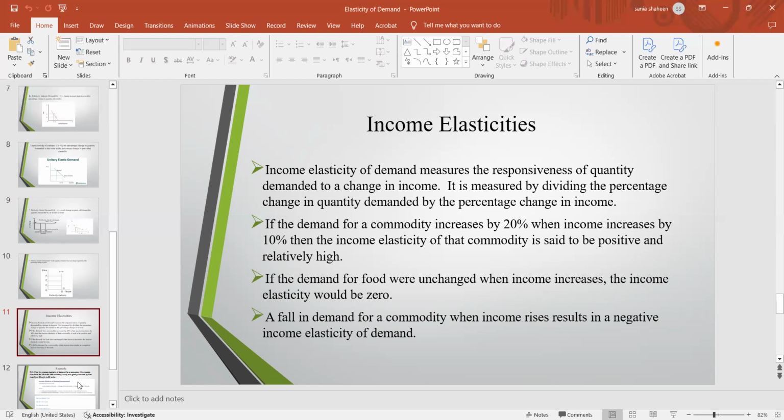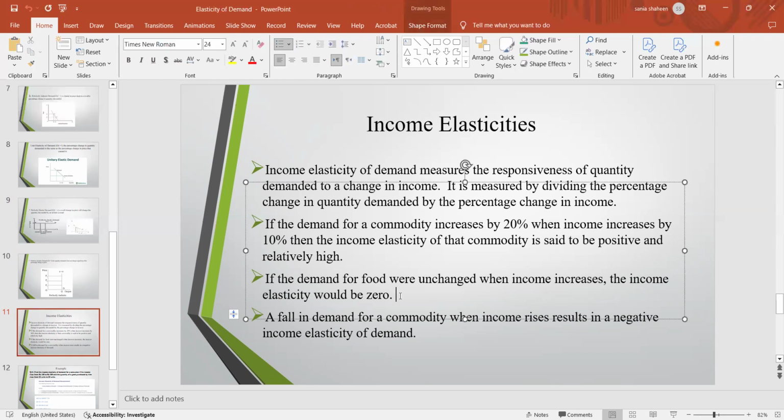Similarly, in the second point, if the demand for food is unchanged when the income increases, the income elasticity would be zero. These are basically the compulsory commodities.